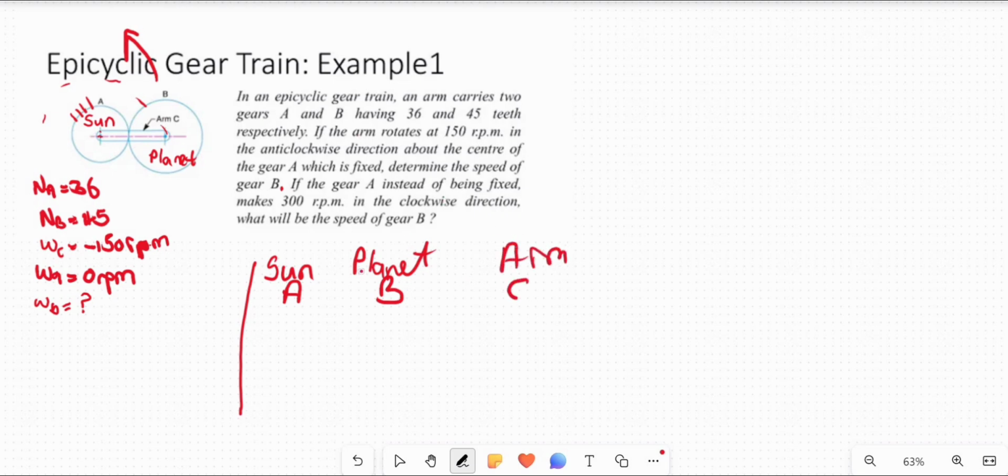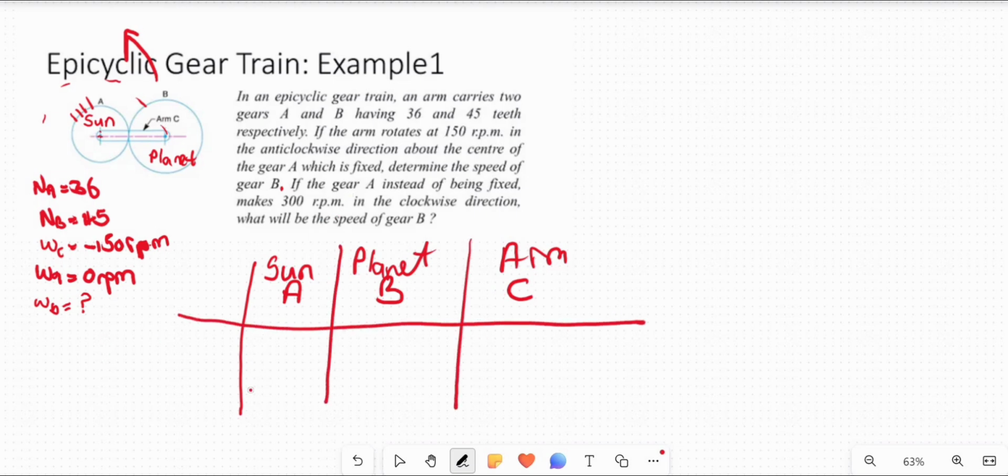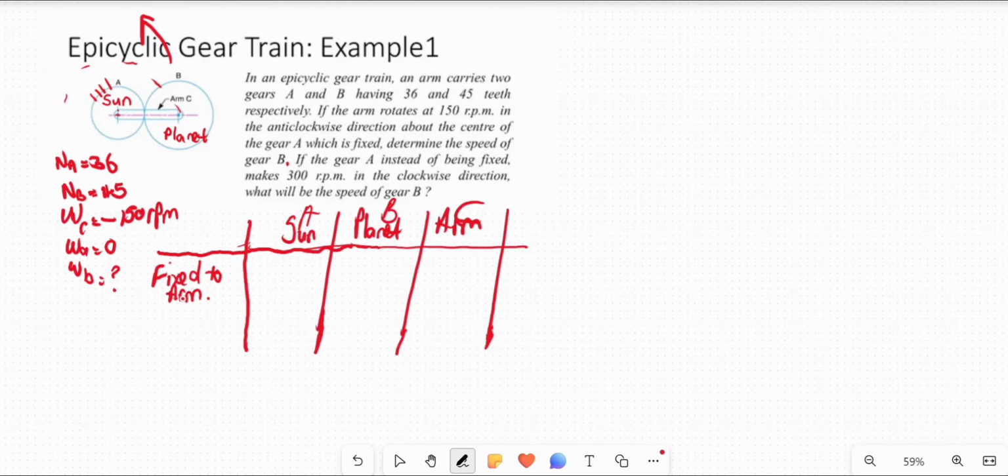Arm is labeled C. Column, column, there. What was the first step? You fix everything to the arm. So everything is fixed to the arm. Told you the arm is a big part of this process.